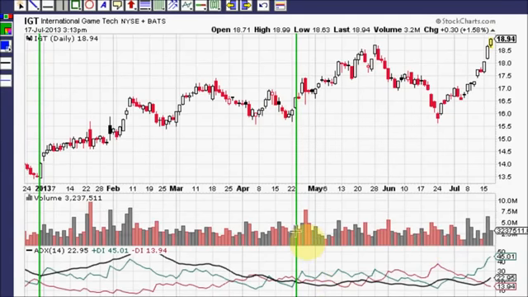Volume wasn't real big on that breakout. Got a big red spike, sent it down, but then a lot of green days started sending it up. Here's where it really took off on big volume. A little bit choppy there.